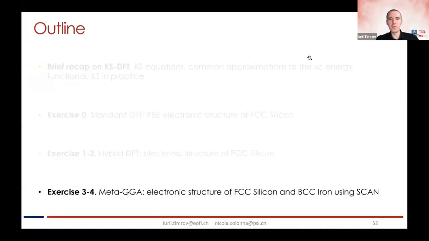Yeah. So thank you, Nicola, for this very nice hands-on on the hybrid functionals. In the remaining 45 minutes, we will discuss meta-GGA, and in particular SCAN and the family of SCAN functionals that became very popular in recent years.